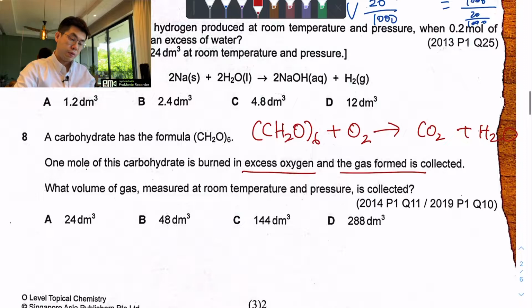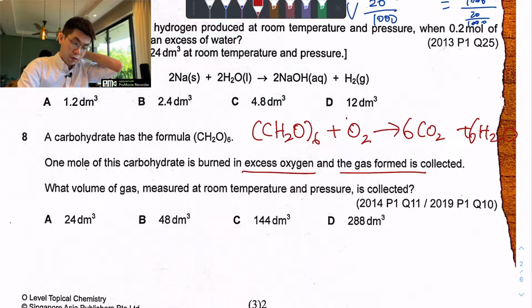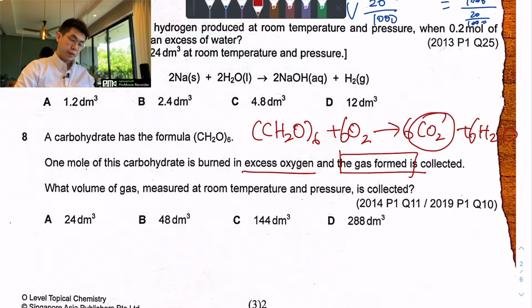On the left side we got 6 carbon, so over here must be 6. On the left side we have 12 hydrogen, so we must also have 6 here. Right, so how to balance this eventually, please go and figure out. This one will also be 6. So when they ask you, the gas formed will be this carbon dioxide.